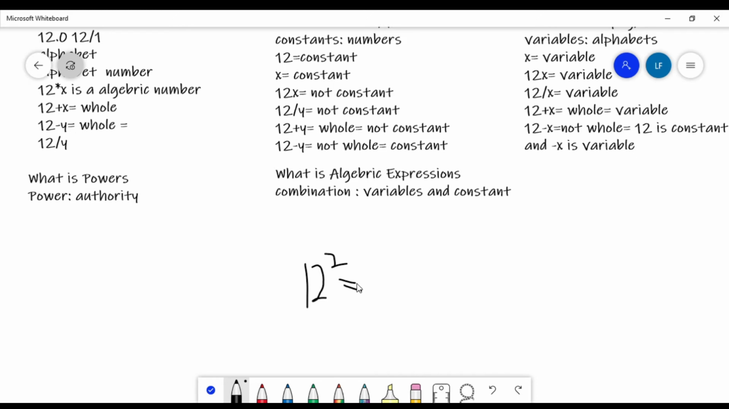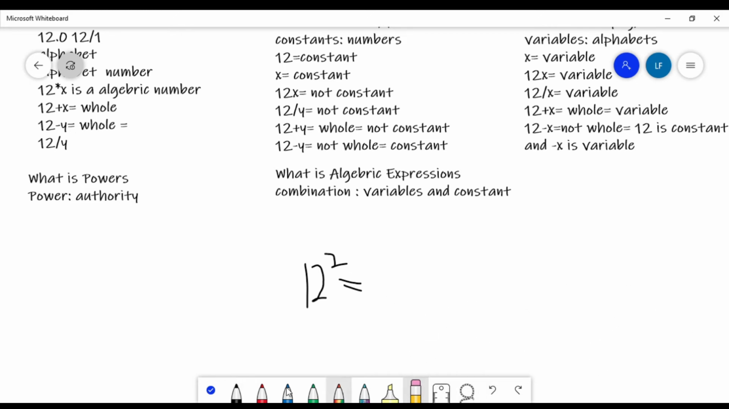For example, we can say 12 raised to the power of 2. What is it? Well, you know multiplication, right? 12 into 2 means you're adding 12 two times. It means 12 plus 12. What does that equal? 24.